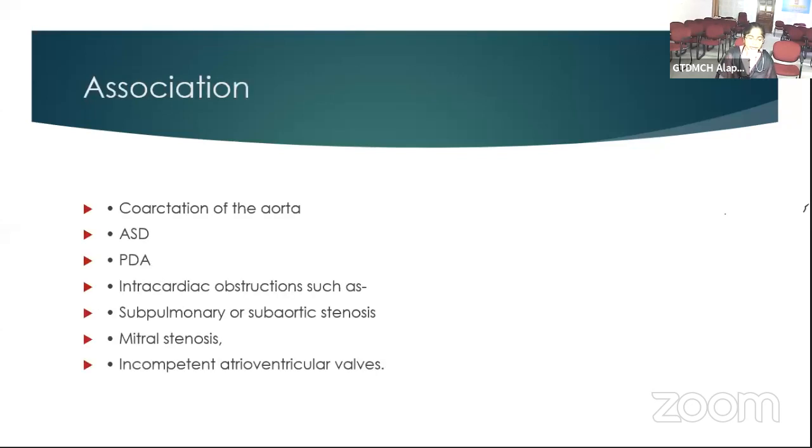As I said, VSD could be part of complex heart disease. It could be associated with other congenital cardiac anomalies. So common associations are coarctation of aorta, ASD, PDA, intracardiac obstruction such as subpulmonary or subaortic stenosis, mitral stenosis, incompetent atrioventricular valves. So if there is a VSD, we should also make sure that none of these other lesions are there.